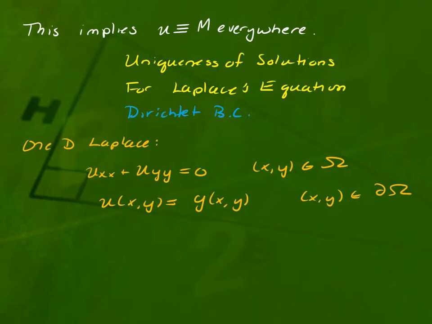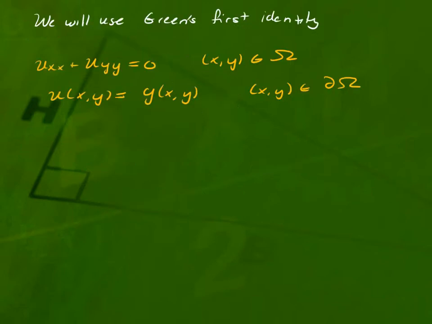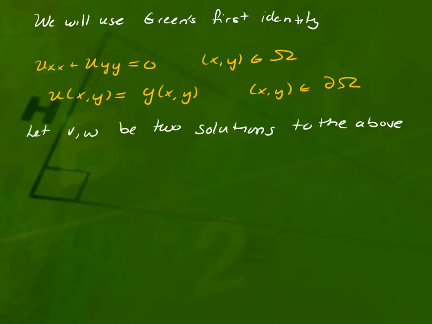So I'm going to prove to you the uniqueness of solutions with Dirichlet boundary conditions. Dirichlet boundary conditions say that, and now my t's became y's for some reason, but same function. This is 1D Laplace, and I'm going to prove that the solutions of this equation are unique. So we're going to use Green's first identity.